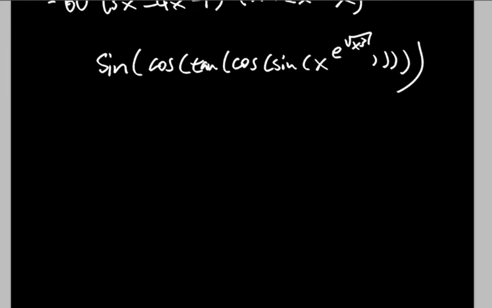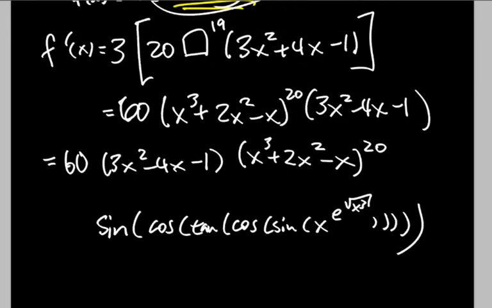I'm not really sure what people are thinking when they just do a bunch of random derivative stuff, but just think simply and don't change things, and you should be fine. So yeah, that's the chain rule.